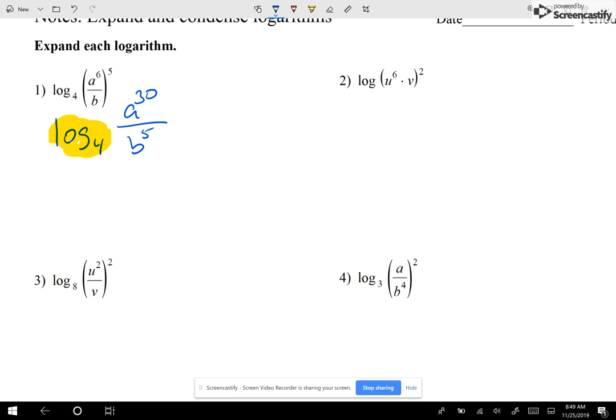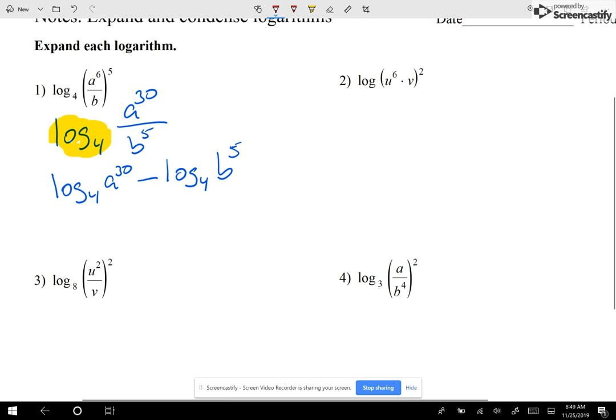What I mean with that is I have the same base, I have a division, so I'm going to split this as logarithm base 4 of a to the 30 minus logarithm base 4 of b to the 5. So because it was a division, I expanded into two logarithms and I expanded to a subtraction. If it was times, I would have done plus.